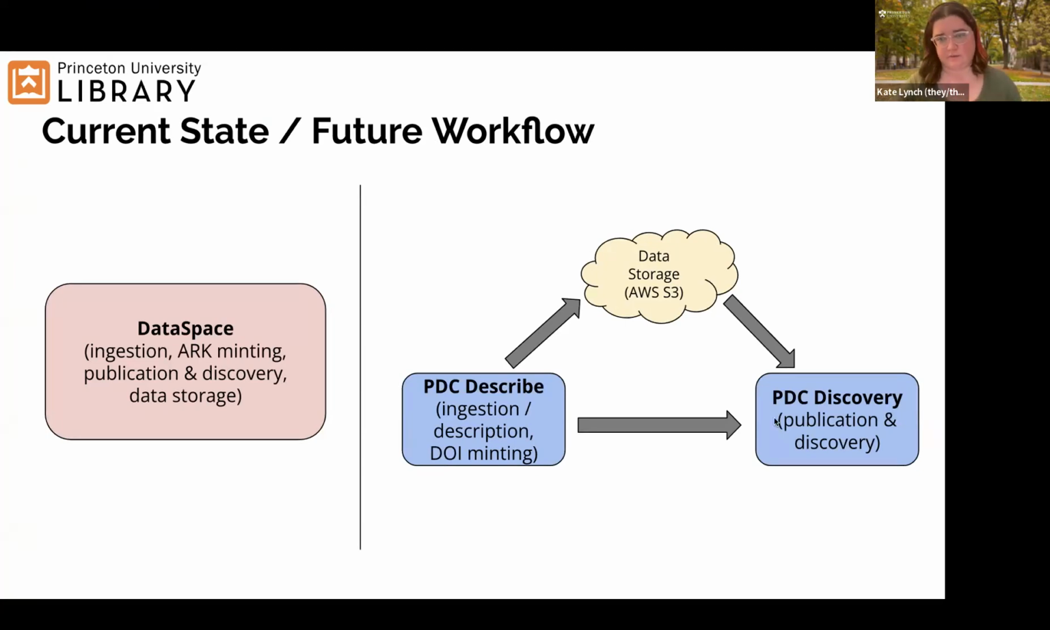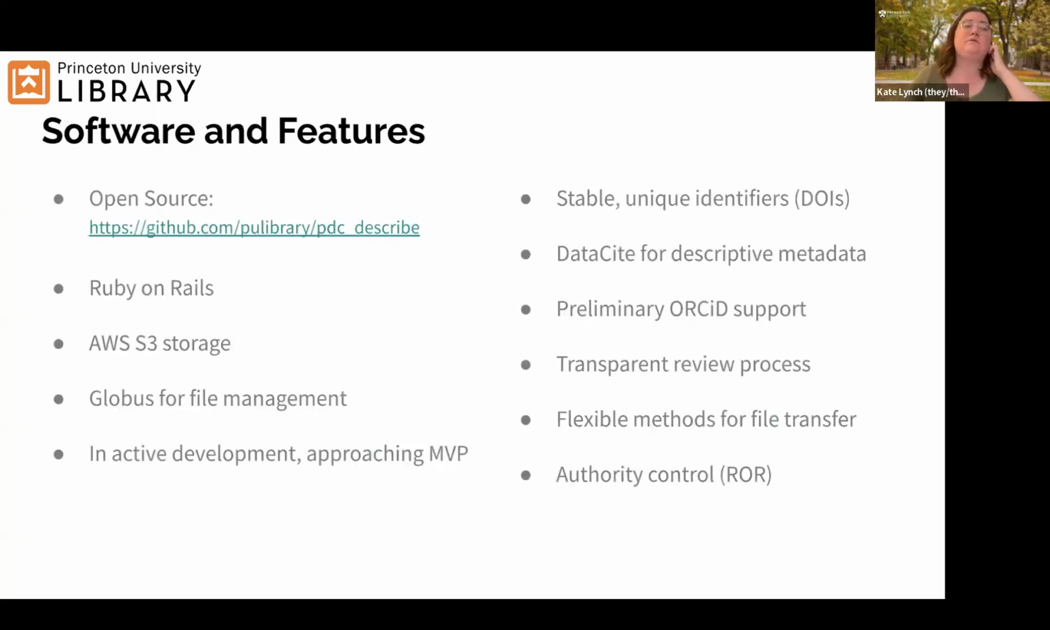So our ideal future state is what we're aiming for on the right here, where we have PDC Describe as a separate application that we're working on for the ingestion and description and file orchestration of files submitted by researchers and reviewed by curators, as well as minting stable unique identifiers in the form of DOIs. I'll cover a little more about that in a moment. Utilizing cloud storage and using PDC Discovery for publication and discovery of data. So in other words, the ingestion process can happen at its own pace and be pushed into discovery when the time is appropriate.